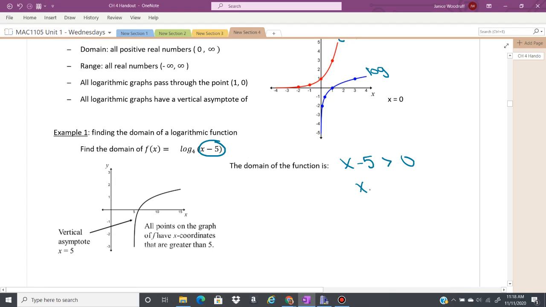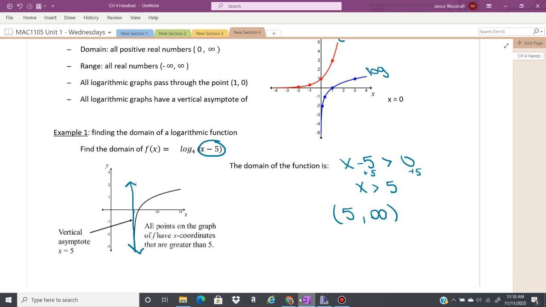And then you have x is greater than 5, because you would add the 5 over here. Okay, so your domain here would be 5 to infinity. So you do need to put that in interval notation. And then it will have a vertical asymptote right here of x equals 5.